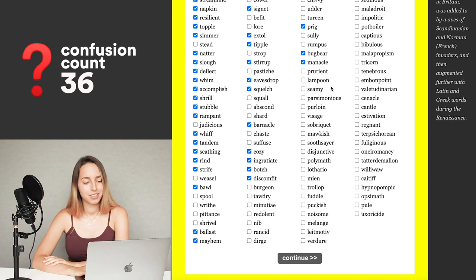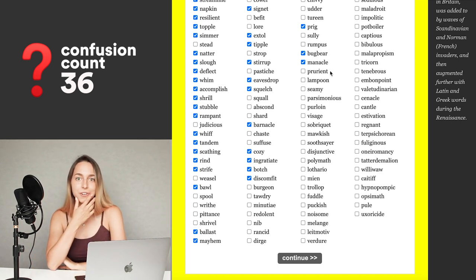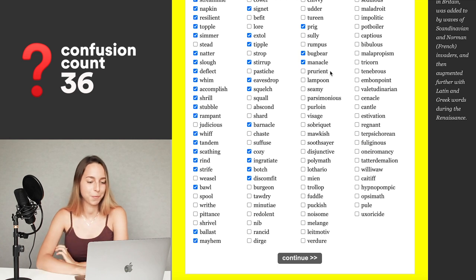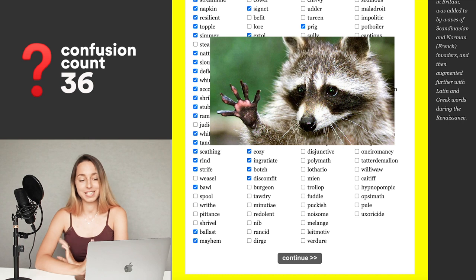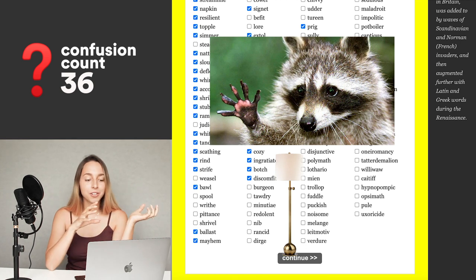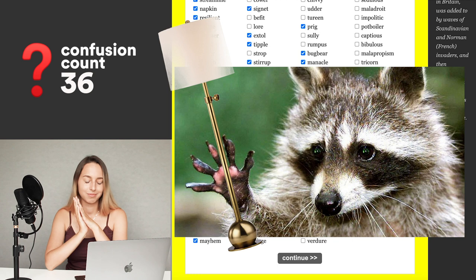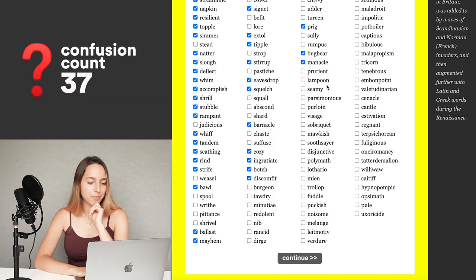Do you? Does any of you know all of those words that you see here? I'm very curious. If you do, please leave a comment below. Lampoon looks like raccoon, but that's not it, and it looks like a lamp as well. It looks like a mix between a raccoon and a lamp, and you get a lampoon. No idea what that is. Semi-parsimonious. I'm not even going to pretend that I know what that is.